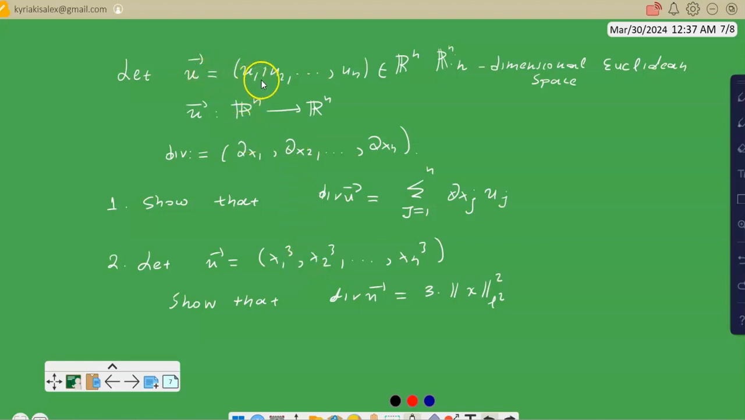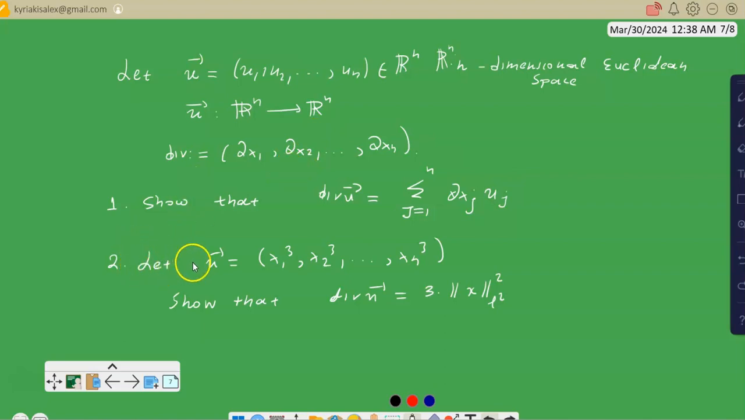Let U be this n-dimensional vector field, where R^n is the n-dimensional Euclidean space. And this is the divergence operator, which contains the partial derivative with respect to x1, the partial derivative with respect to x2, and so on up to the partial derivative with respect to xn. The first question: we would like to show that the divergence of the vector field U is equal to the sum of the first partial derivatives of each component of the vector field.